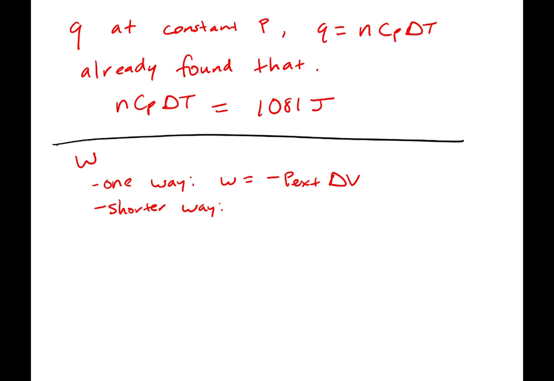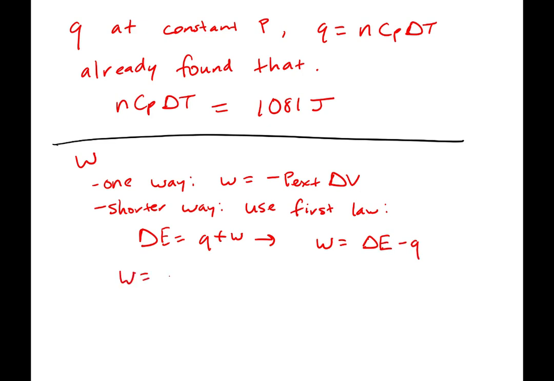And delta E, Q, and W are all related using the first law. So we're going to use the first law of thermodynamics. Delta E equals Q plus W. And so to solve this for work, we could do W equals delta E minus Q. We know what both of these numbers are. We know that delta E is 648 joules, minus Q is 1081 joules. And so when you plug that into your calculator, you get work is equal to negative 433 joules.